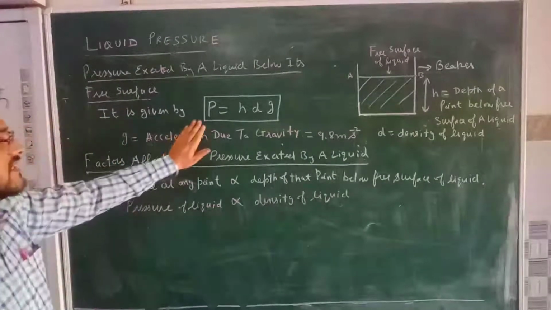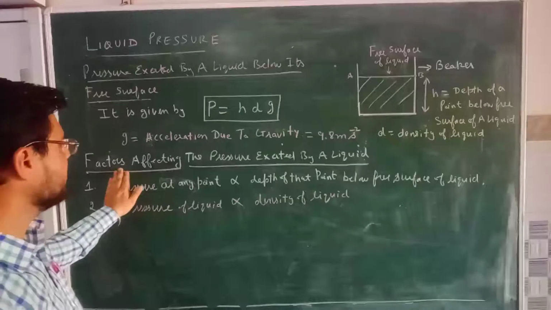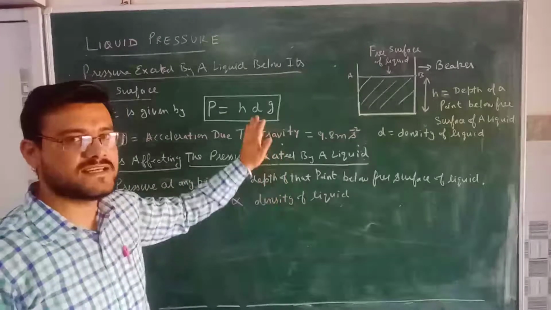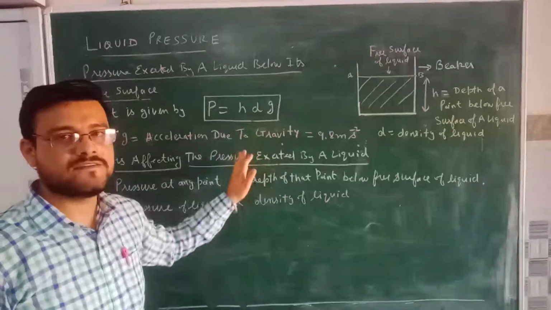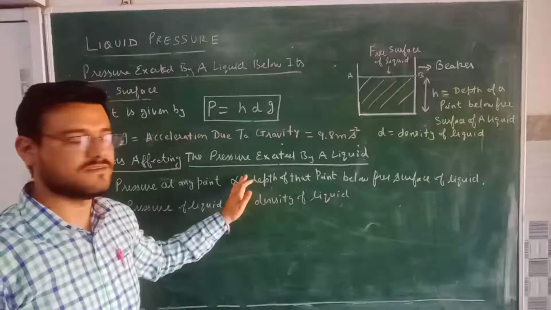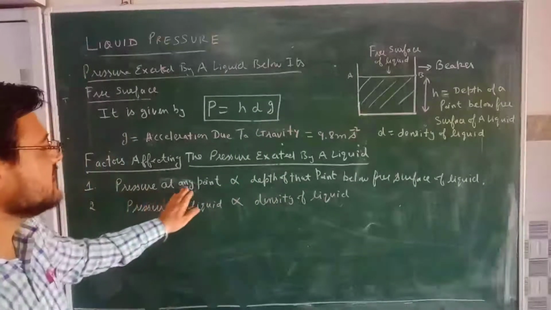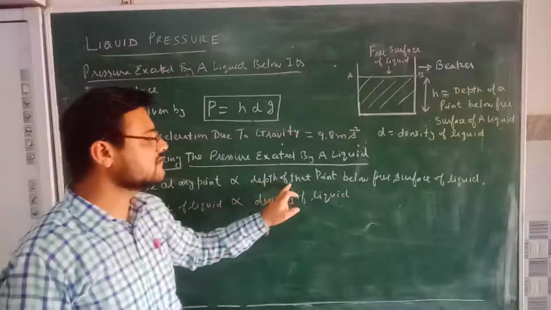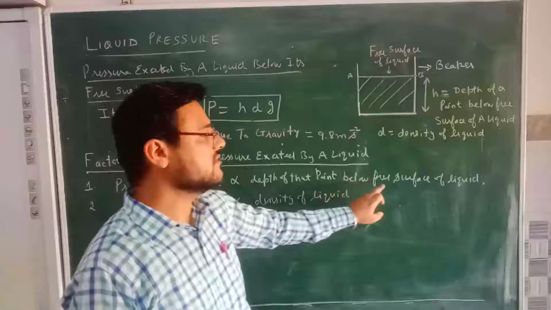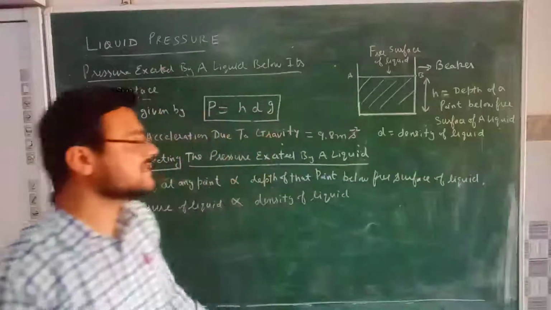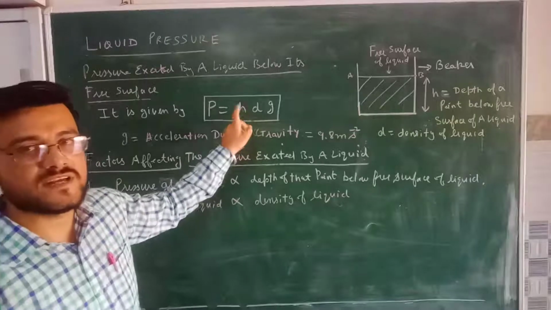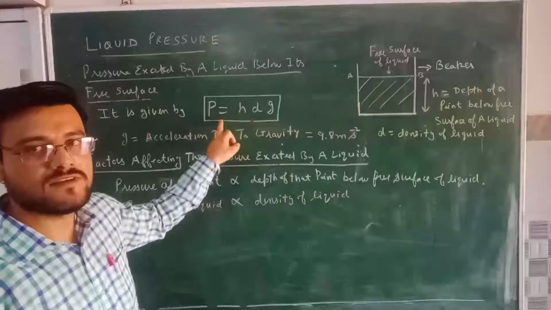So from this expression we can see which factors affect the pressure exerted by liquid. That means which factors increase the pressure of the liquid and which factors decrease it. First point, pressure at any point inside the beaker is directly proportional to the depth of that point below the free surface of the liquid. That is, P is directly proportional to H. So greater the value of H, more will be the pressure.